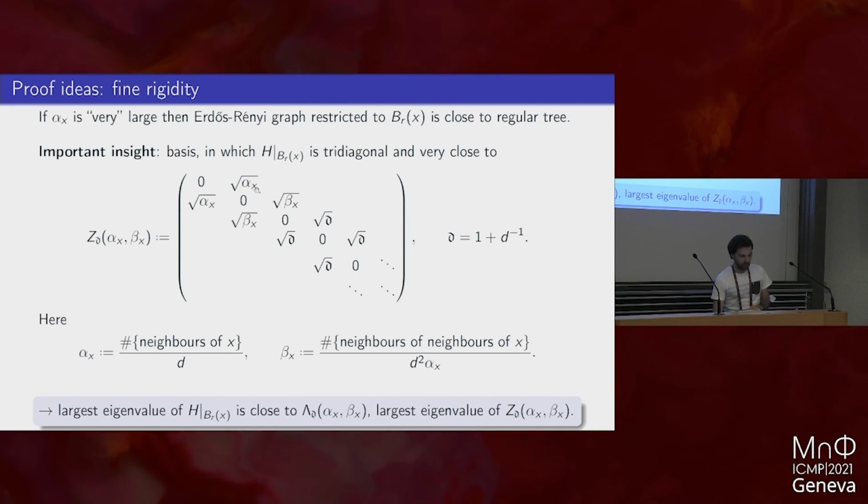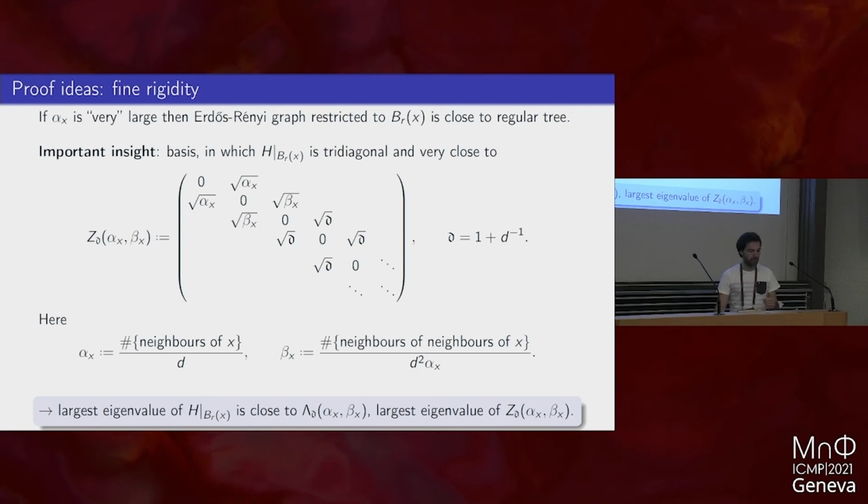And yeah, so now the important random variables here are the alpha x and the beta x. The alpha x you already know; these are the number of neighbors of x appropriately normalized. And now the beta x is so to say the next order. So we look at the neighbors of x and their number, and then it turns out that the right normalization for this beta x is d squared times alpha x.